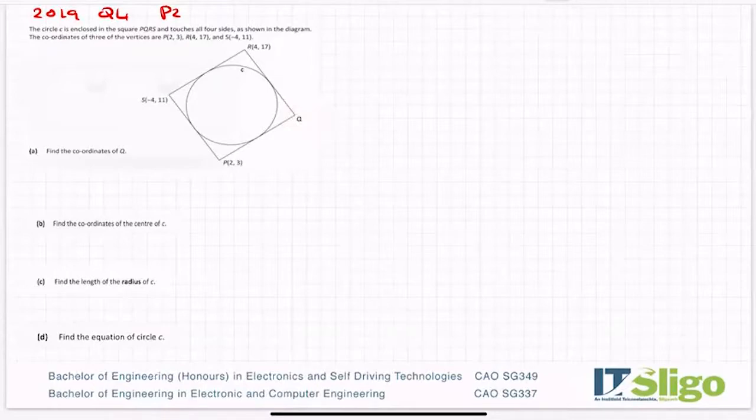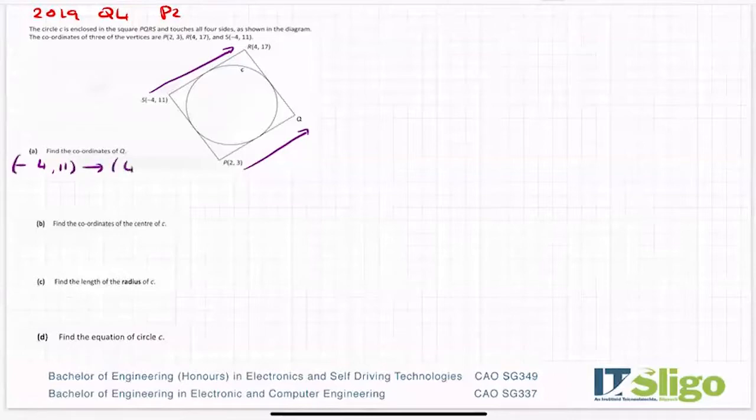Okay. Well, a circle is symmetrical, a square is symmetrical. So you can use translations to find out the point Q. In other words, have a look at how far R is from S, and then Q will be the same distance from P. Okay, so let's try that. So we have -4, 11 to 4, 17.